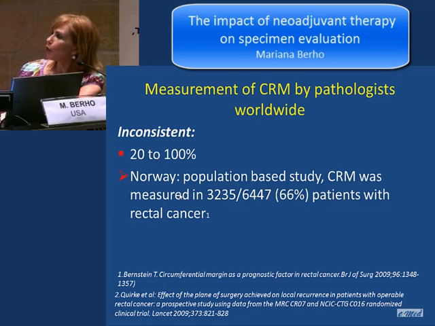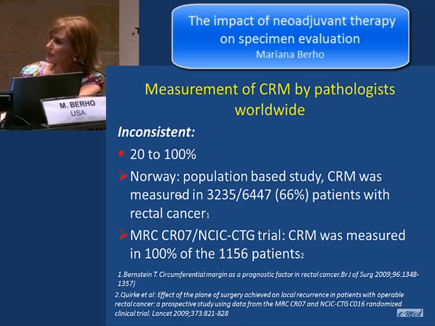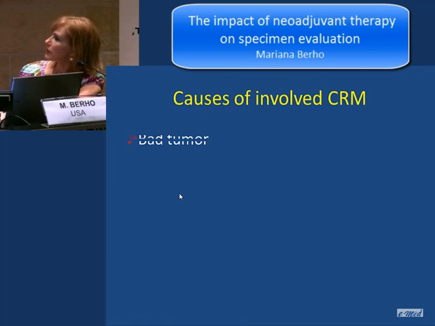For example, Norway at the beginning, look at the amount of cases that they collected. It's amazing, more than 6,000 cases, but in only 66% they had the CRM reported. Instead, in other studies like this collaborative study in Europe, because they educated the pathologists before the trial started, they were able to have the pathologist report the CRM in every single case. So it's possible to train the pathologist, believe it or not.